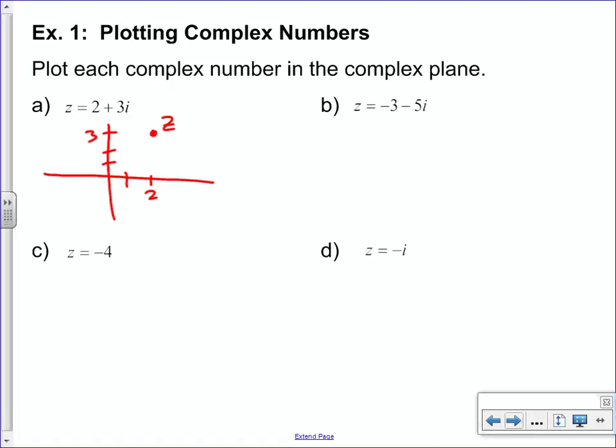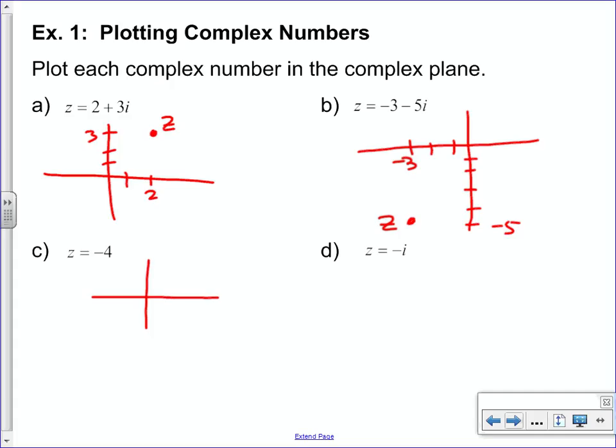Good times. Negative 3, negative 5, no problem. Negative 3 is here. Negative 5 is here. So ridiculously easy. What about z equals negative 4? It's just on the x-axis. So 1, 2, 3, 4. There's z. And z equals negative 5i? Just go down 1. That's it. There's z.